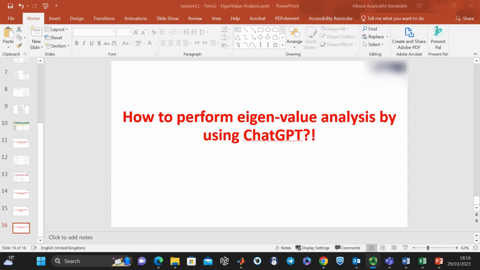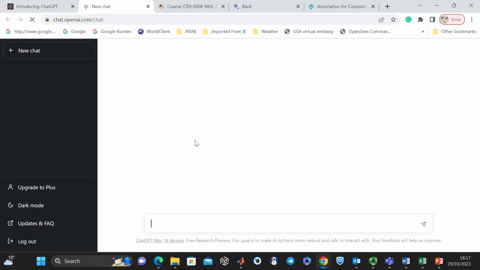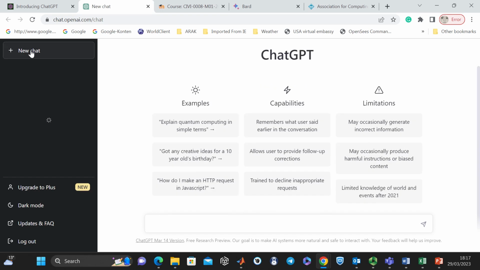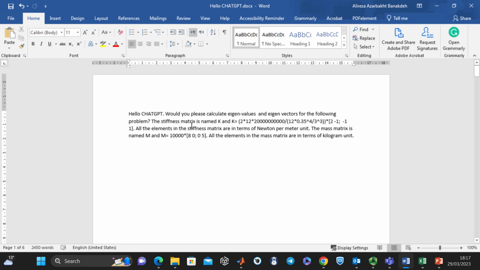So for this purpose, I went to openai.com, and if you click try ChatGPT, you will be directed to this page. If you start a new chat, what I've done is I wrote my question like, "Hello ChatGPT, would you please calculate eigenvalues and eigenvectors for the following problem? The stiffness matrix is named K, and K is equal to that one."